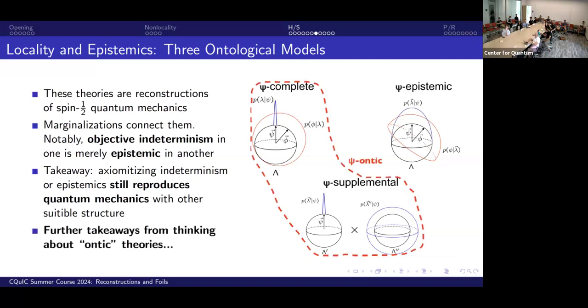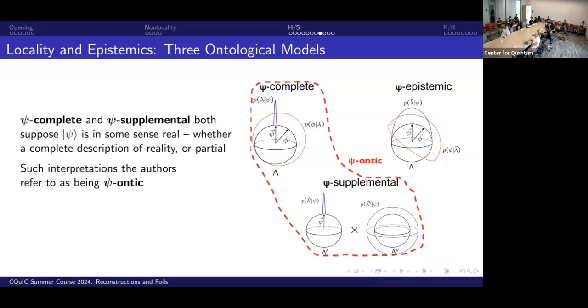But now, the thing I introduced this for originally was a connection with non-locality, and there's a specific takeaway that comes from thinking about what are specifically called ontic theories. Now, the idea of an ontic theory is that this is a case where the wave function is, in a sense, a real thing. In a psi-complete theory, it is the entire reality, or in a psi-supplemental theory, it describes part of it. It has to be supplemented by other details described before. But the wave function is still, in these so-called ontic theories, a real thing in some sense here.